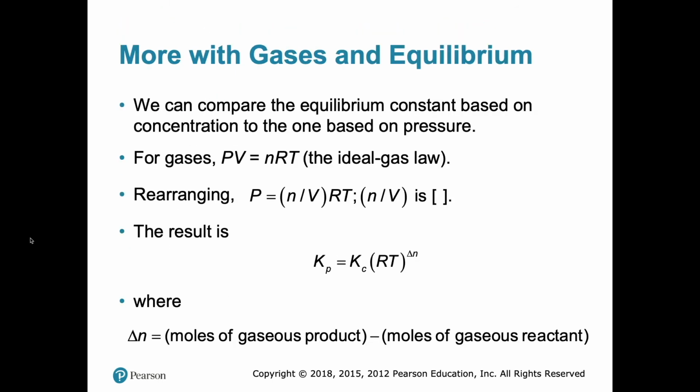Okay, so let's keep talking about gases and equilibrium. It's a little bit more difficult to do gas equilibrium because you've got to take into account the properties of gases. So we can compare the equilibrium constants based on concentration to one based on pressure. For gases, you're going to have to use the ideal gas law, which is PV equals nRT.